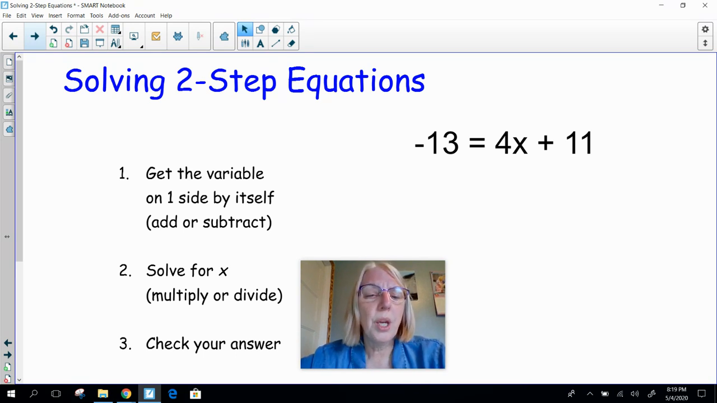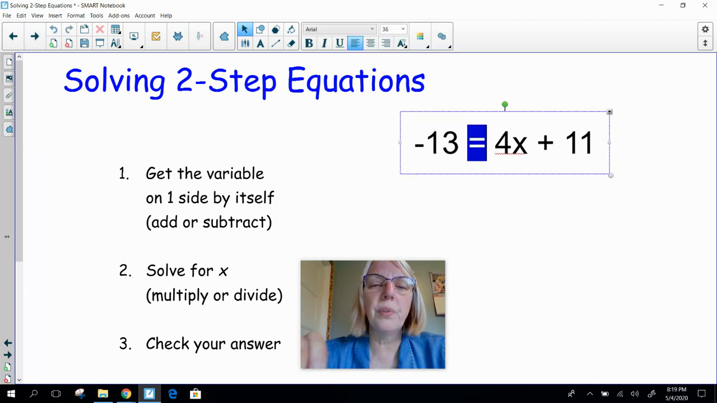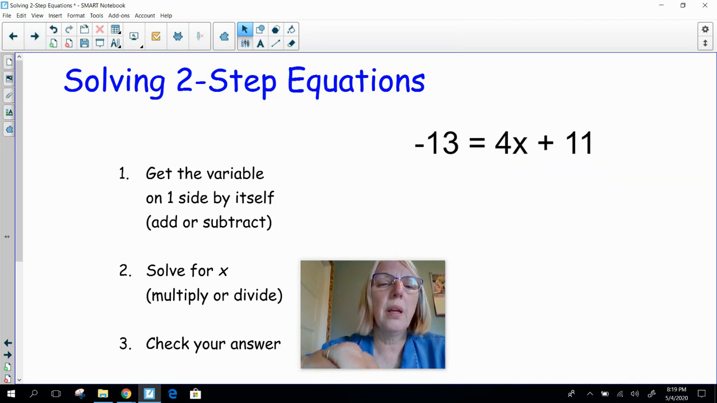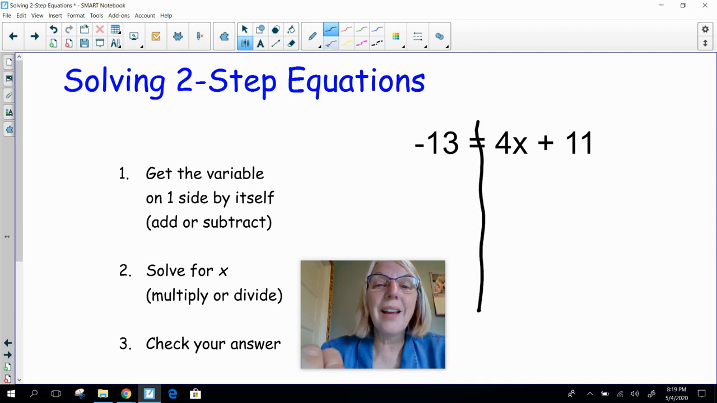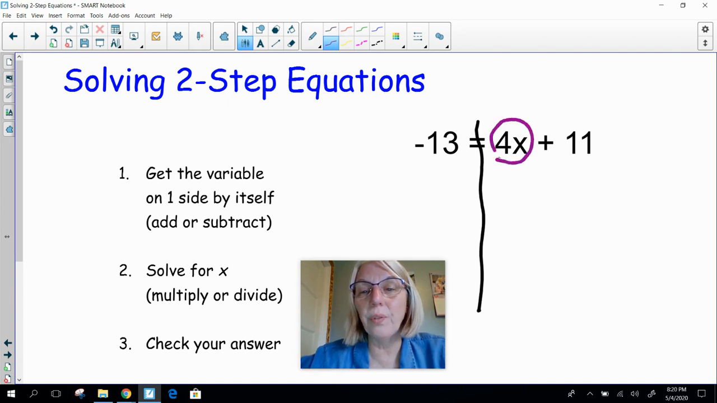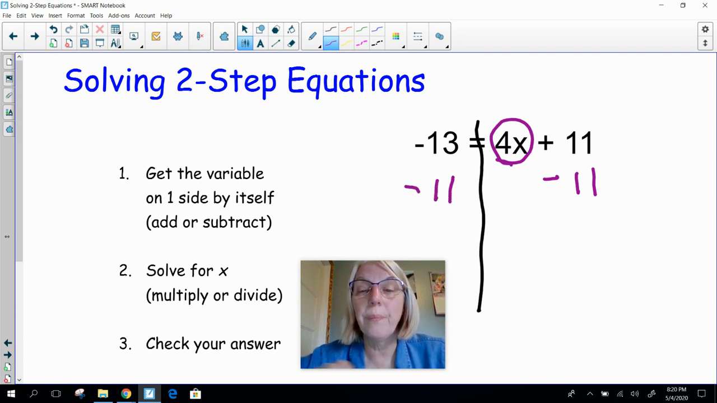Okay, here's another problem. Notice that the steps on the left are the exact same. First thing we're going to do is get the variable on one side by itself. So let's draw a line right through the equal sign. And this time, and it doesn't matter, the variable's over here on the right. And the variable's 4x. Well, what's happening to 4x? It says plus 11. What's the opposite of adding or plus? It's minus. So we're going to go minus 11. And what we do to one side, we do to both.